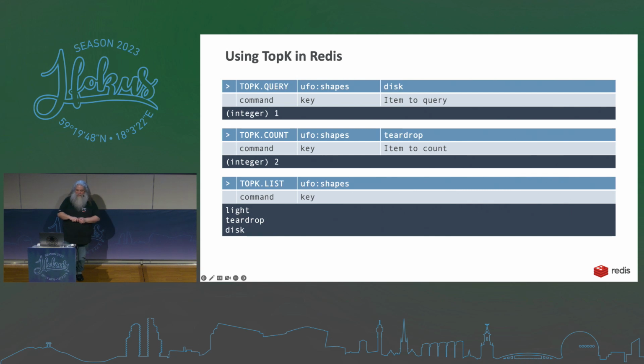We can query things using topk.query. That will say, is it in the top K, yes or no? We can get the count of a value, and it will go to the heavy keeper and get the count out of it. And we can get a list of the top K items.